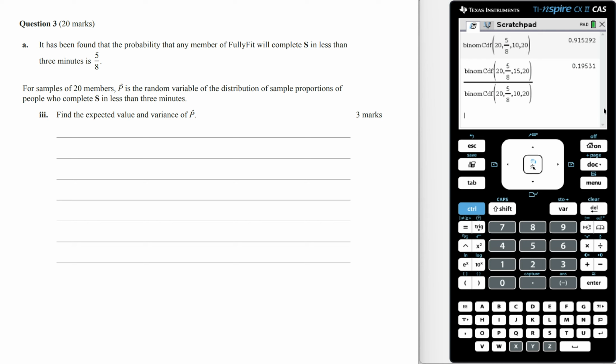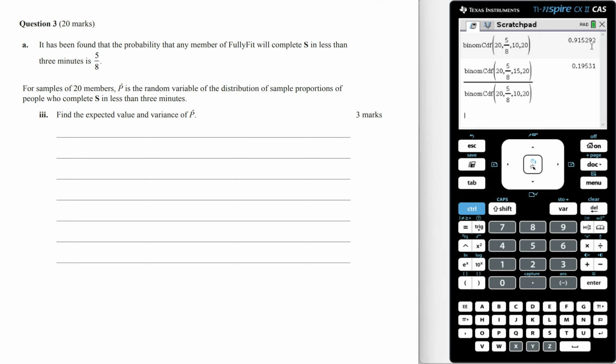Hey guys, in this video I'm going to show you how to answer the Maths Method Sample Exam 2 Extended Response Question 3A, Parts 3 to 5. Reading the question, we've got, for samples of 20 members, p hat is a random variable for the distribution of sample proportions of people who complete S in less than 3 minutes. Find the expected value and the variance of p hat.